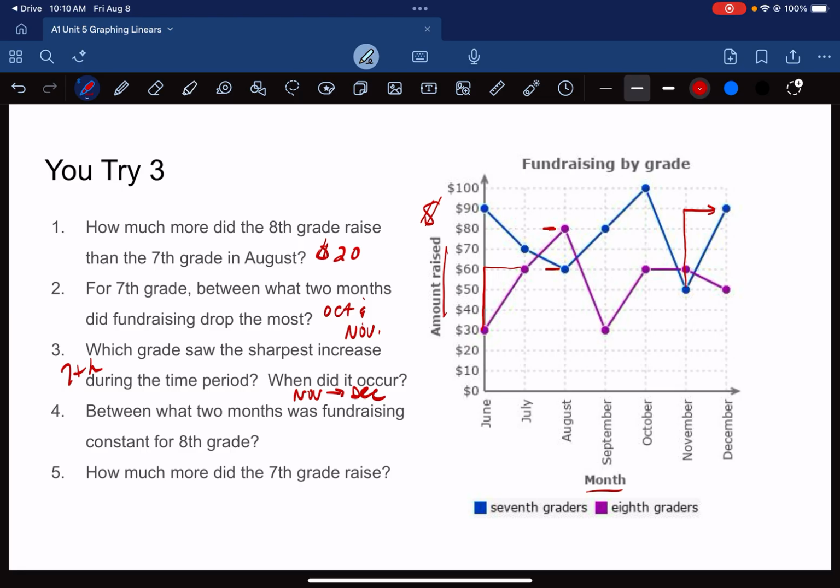There we go. Okay. Between what 2 months was the fundraising constant for 8th grade? Well, 8th grade is the pink. It's right there. It remains constant. The line is flat. So that means it's the same from October to November.